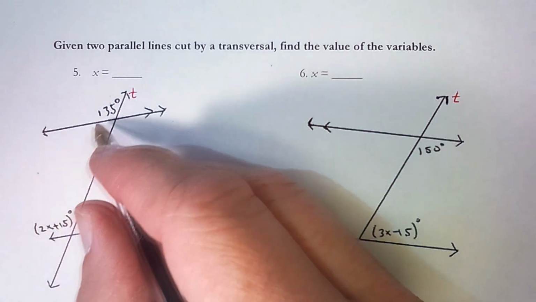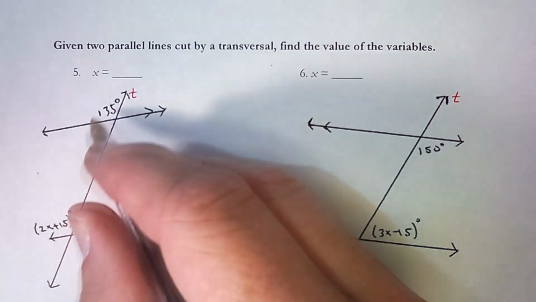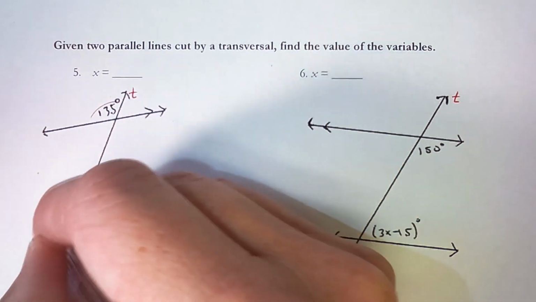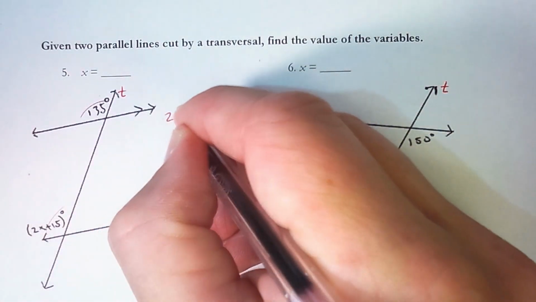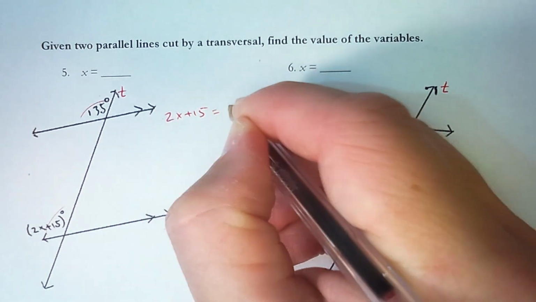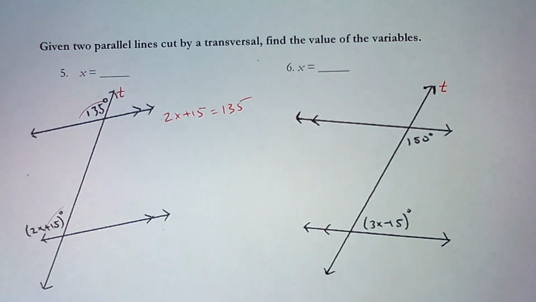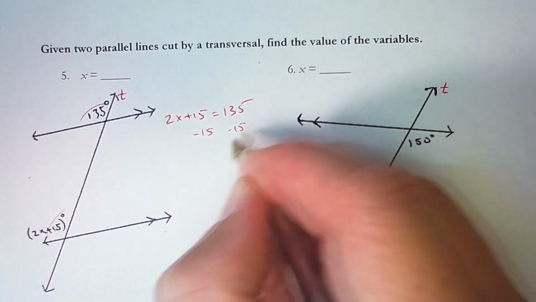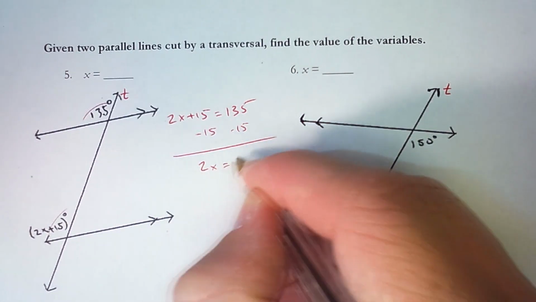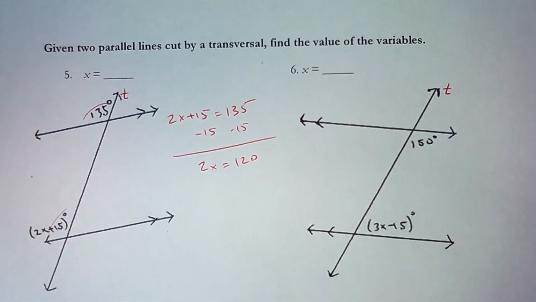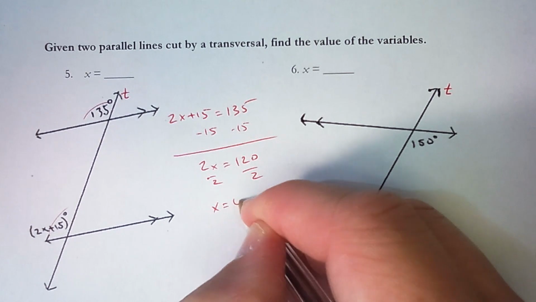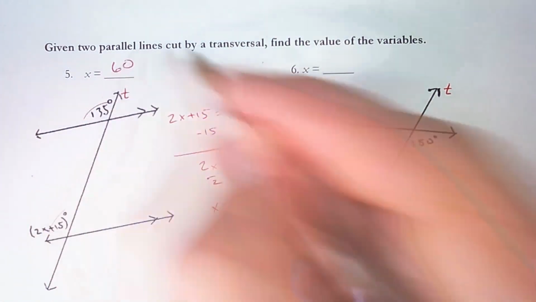Okay, so here I've got corresponding angles, both in top left positions. Corresponding angles on parallel lines are congruent, so that means 2x plus 15 is equal to 135. So I can subtract 15 and get 2x equals 120 and divide by 2, and I'm going to get x is 60.